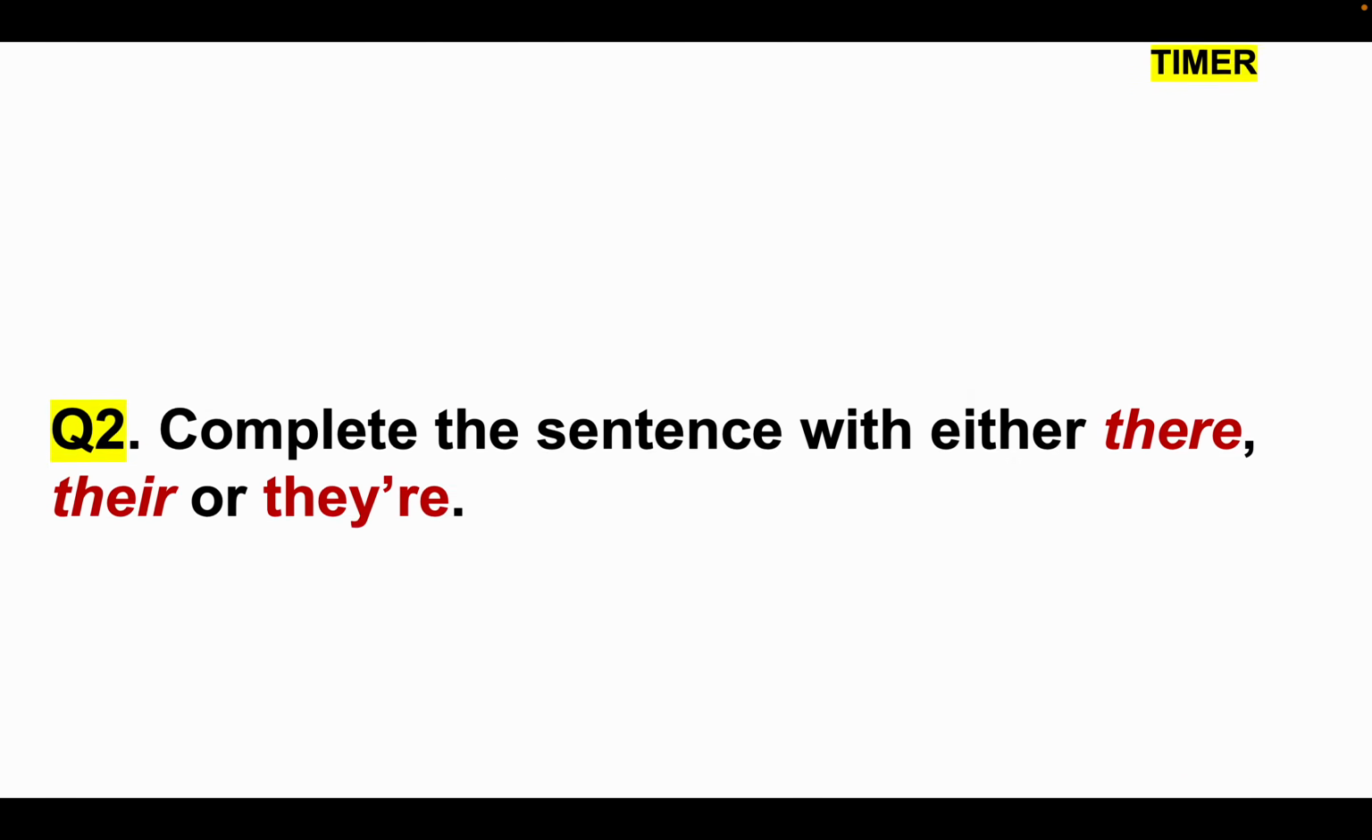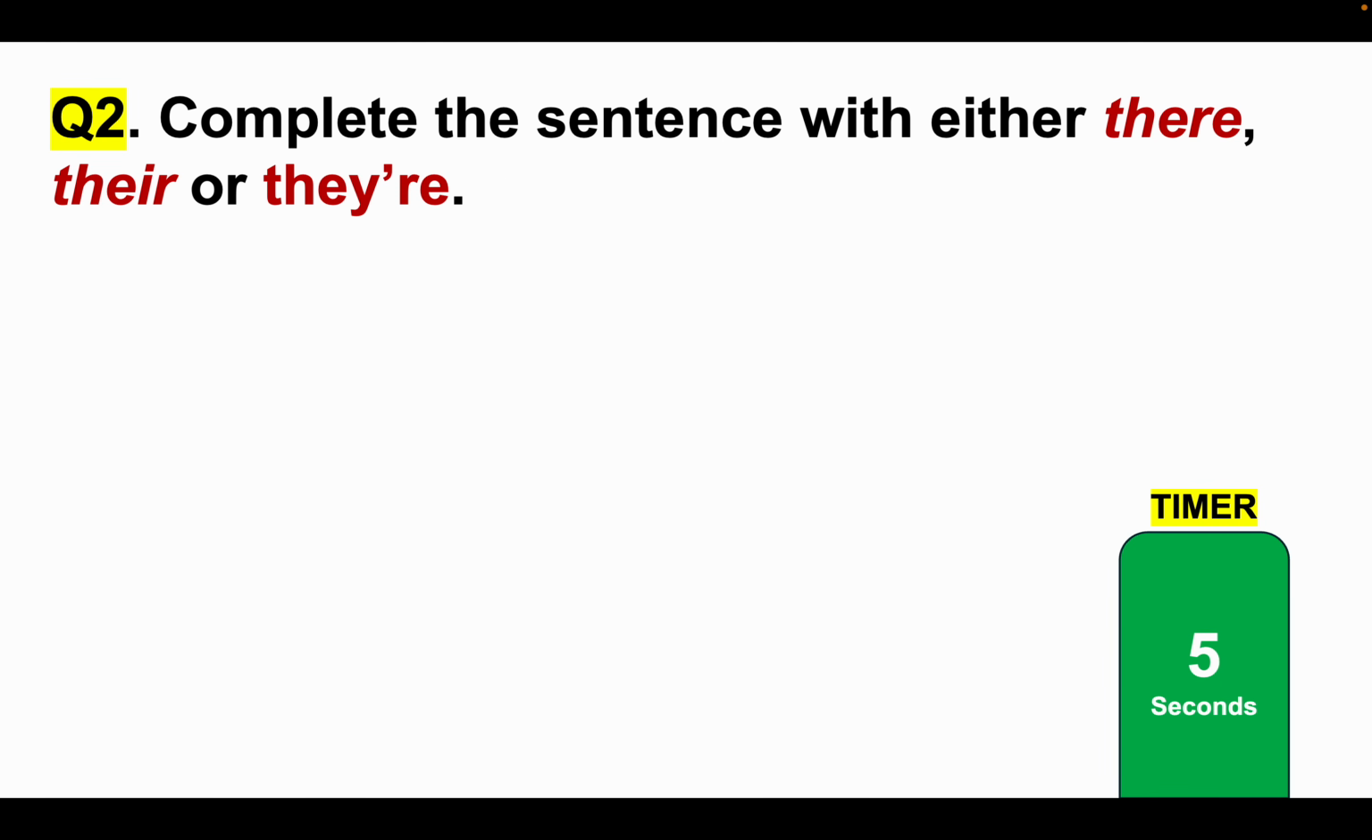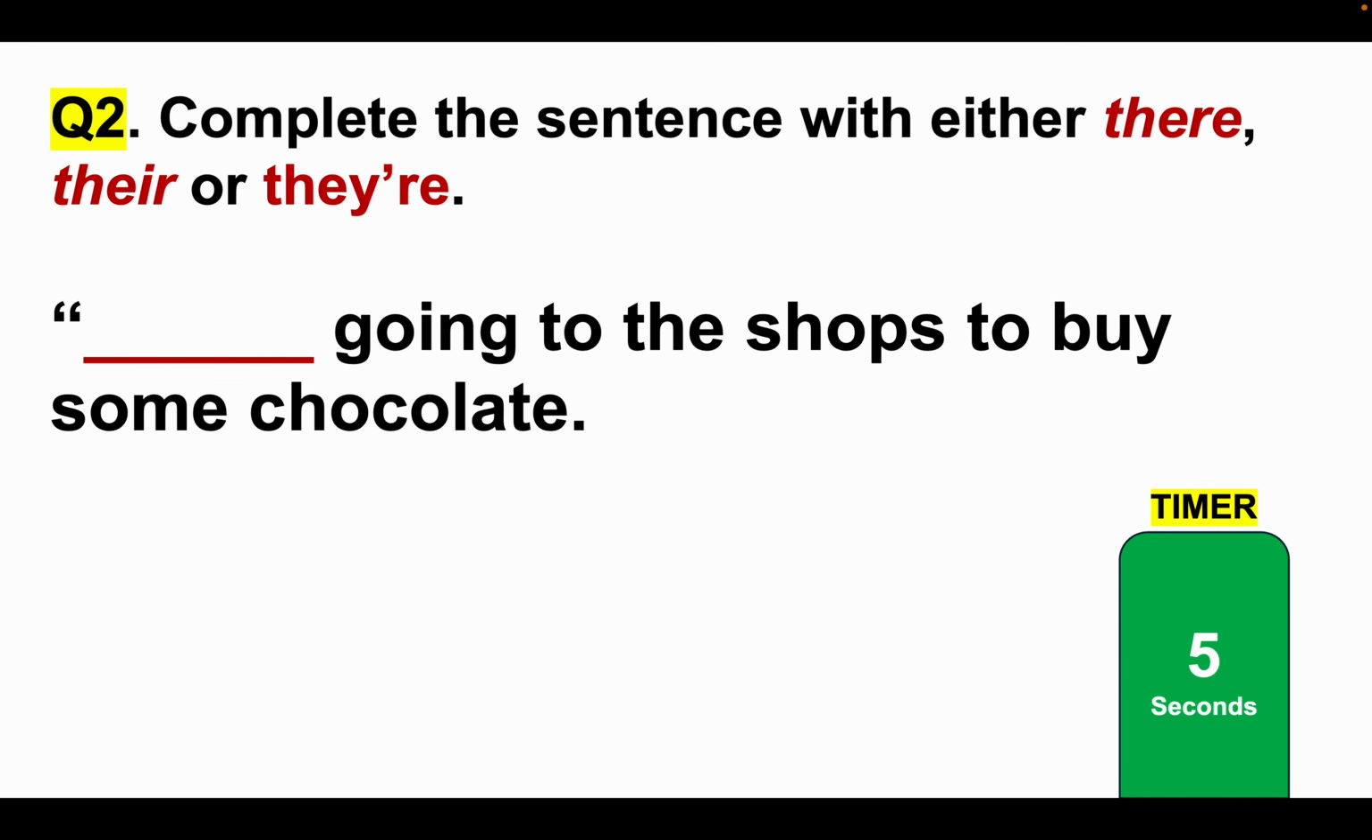Well done. Test question number 2. Again, complete the sentence with either there or there. Which there would you use to complete that sentence? Blank going to the shops to buy some chocolate. Here is your 5-second timer.